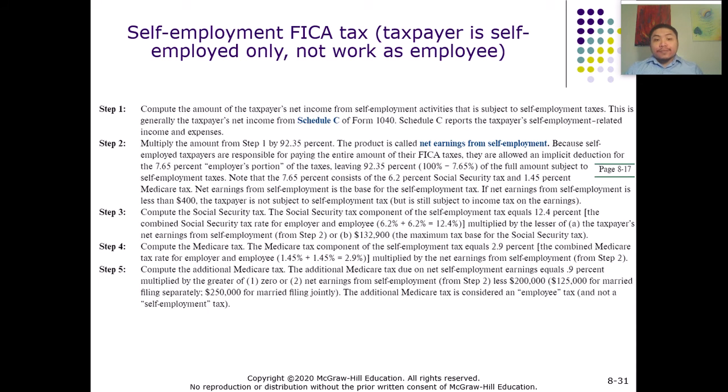Step 4, we calculate the Medicare tax. For Medicare tax, again, the taxpayer has to pay the portion of the employer and the portion of the employee, so it's 1.45 plus 1.45 equals 2.9%. So we take this net earnings from self-employment and multiply it by 2.9%, and that gives us the Medicare tax for these taxpayers.